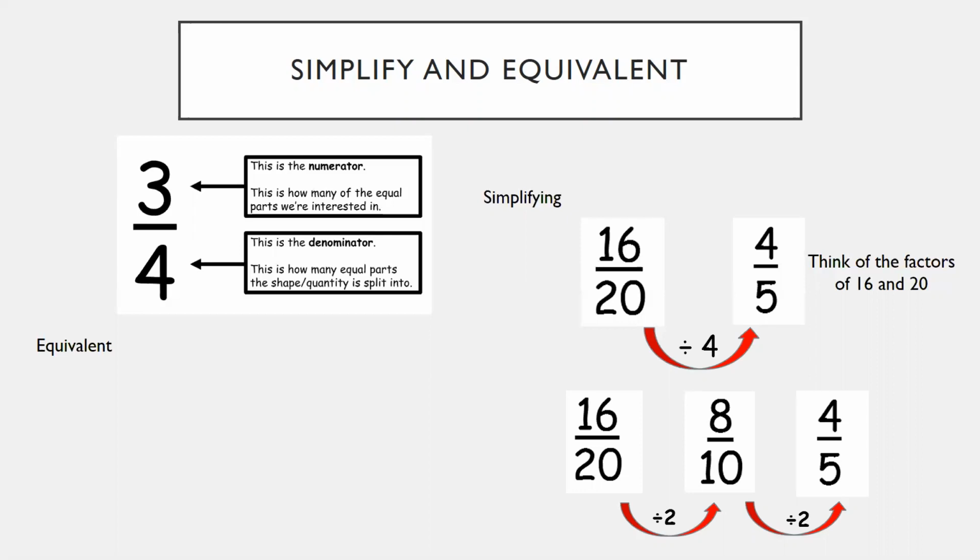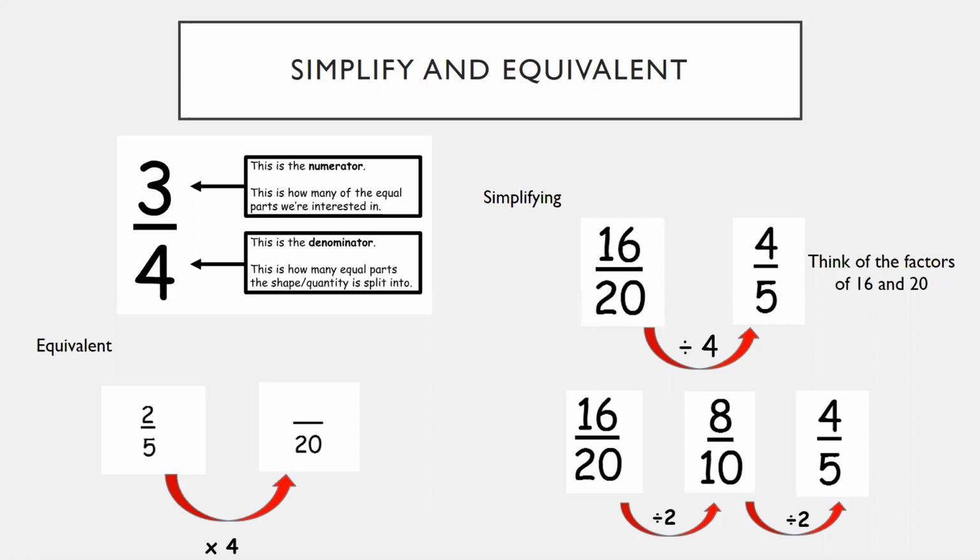So equivalent fractions just mean fractions that are equal to each other. So this time you get given a fraction, and then you get given part of another fraction. So we need to find out how we've got from 5 to 20. So I've timesed it by 4. 5 times 4 gives me 20.